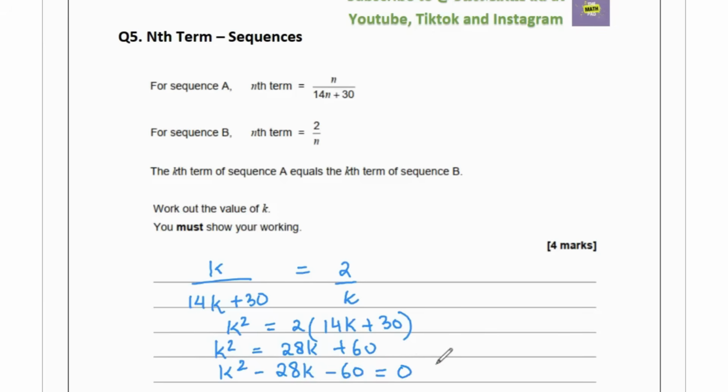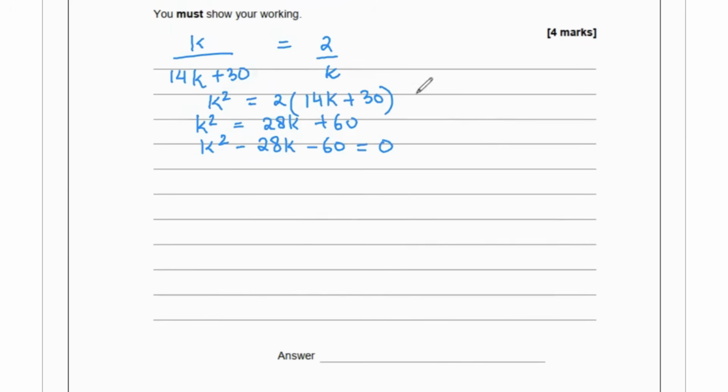Once again, we have a quadratic equation, and you can solve this quadratic equation using splitting the middle term or the quadratic formula, whichever way is easy for you. I'm going to be splitting the middle term. So the product of k squared times 60 is 60. Factors of 60 which we can add or subtract to get 28 are 30 and 2. So we can replace negative 28k with negative 30k plus 2k, and everything else remains as it is.